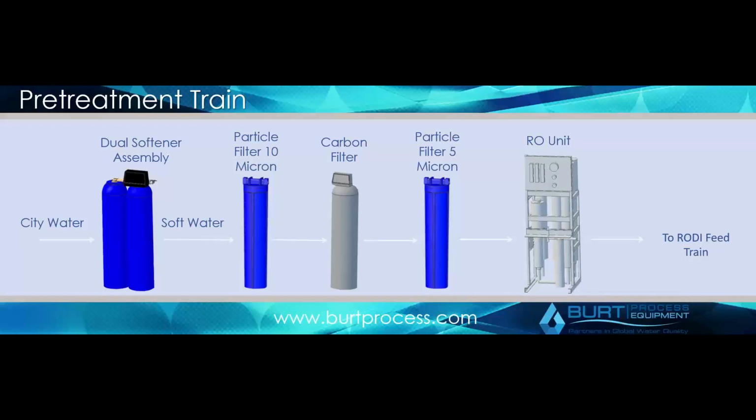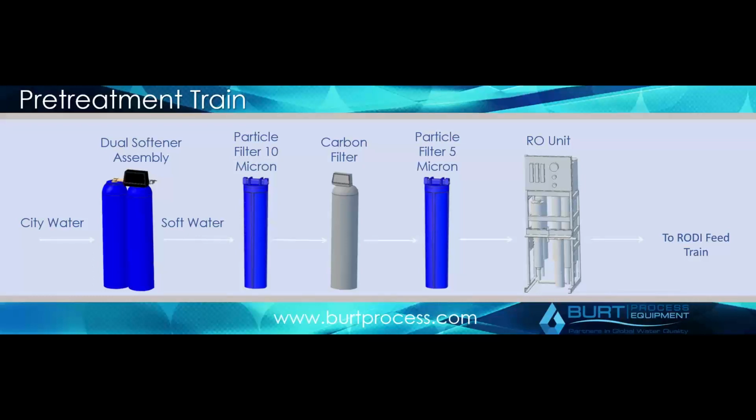Everything really upstream of your RO is designed as a means to allow your RO unit to operate more efficiently. And that can include things like particulates, carbon, water softeners, pH adjustments. These are all basically designed to allow you to optimize your RO for much higher efficiency.